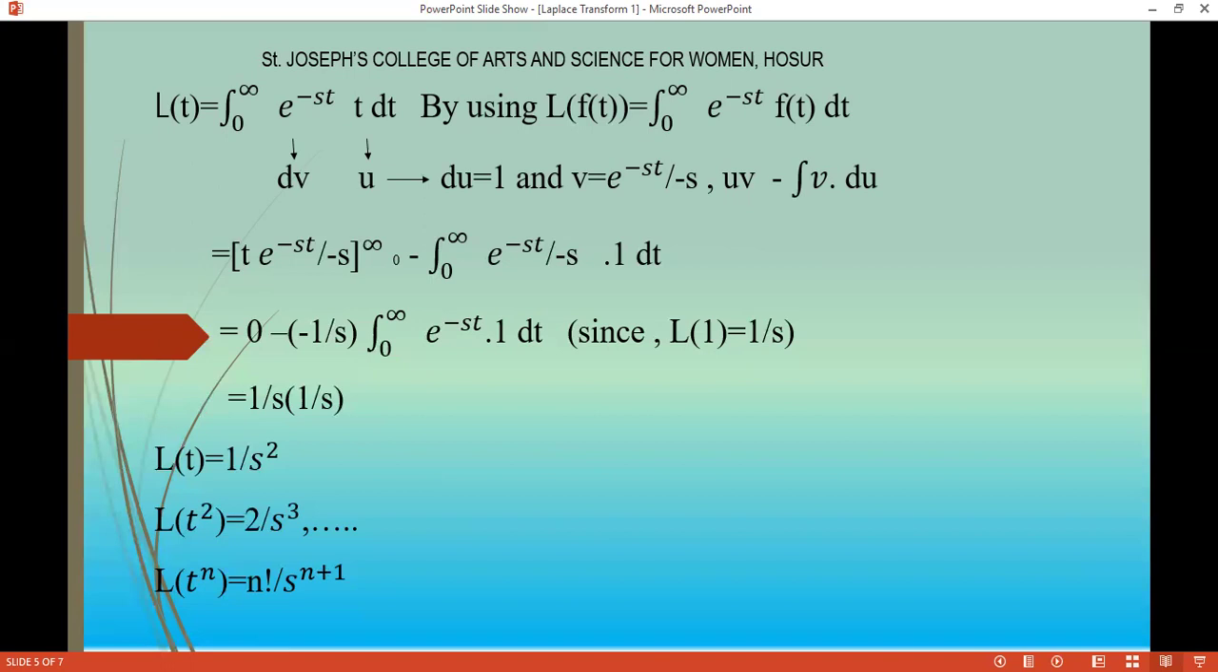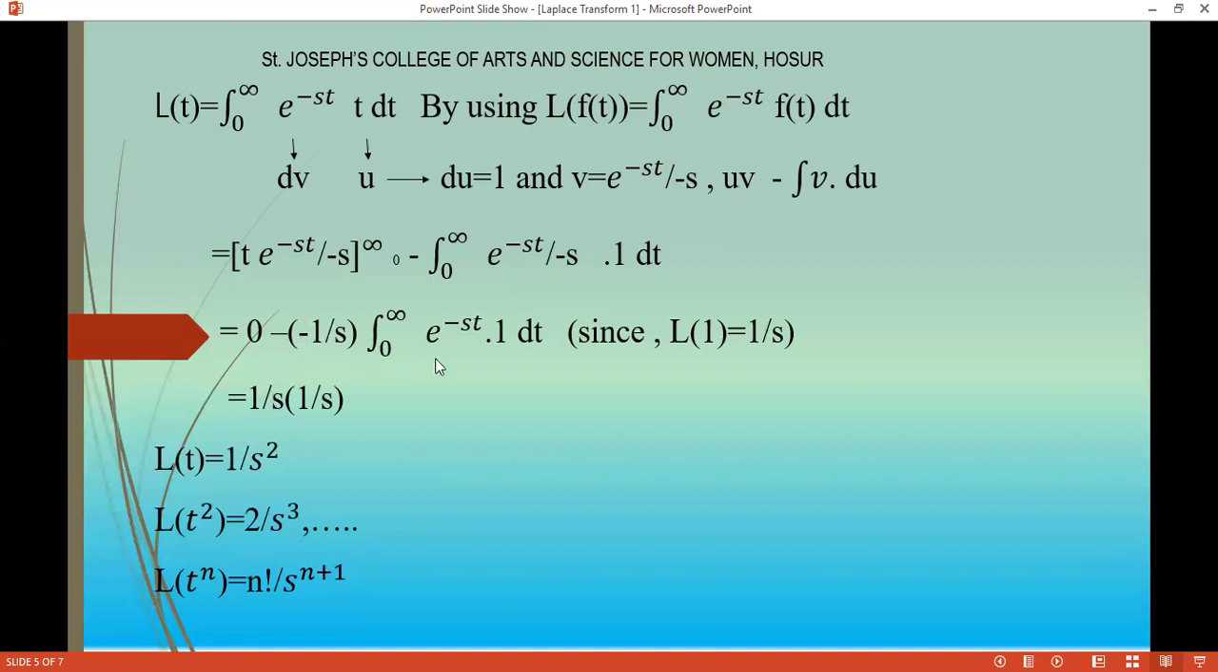So I have to take only the second term. Second term is integration 0 to infinity e power minus st by minus s into 1 dt. So here minus 1 by s, I am taking outside the integral. So I'll get minus of minus 1 by s here. So plus 1 by s.